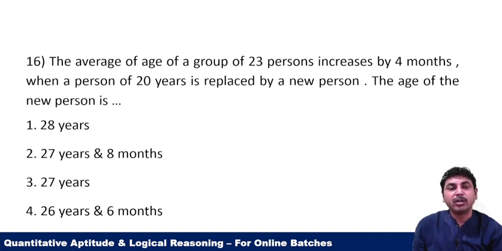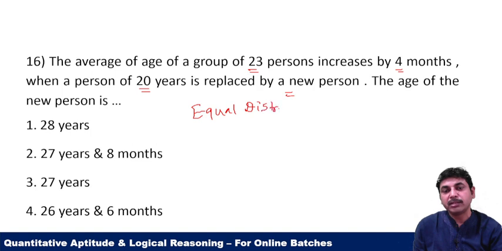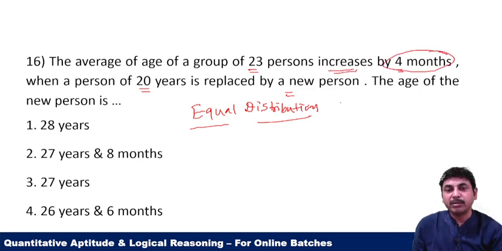Now here is a question of average. The average age of 23 persons increased by 4 months when a person of 20 years is replaced by a new person. The age of the new person is? Now, if you apply the concept of equal distribution here, what does it mean? The average is increased by 4 months. So whichever new person is coming into this group has an age more than 20 years. How many years more? Now 23 persons, each person gets 4 months. So 23 into 4 months. So his age must be 92 months more than the person he is replacing.